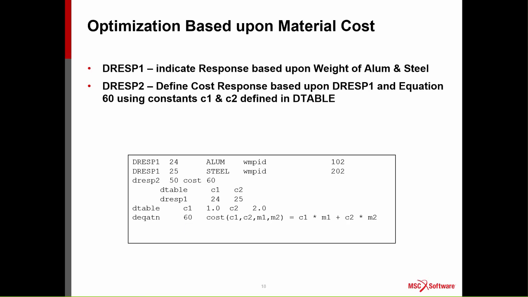And then we're going to give a couple of constants that are going to be used in the equation. We would effectively give the cost per unit mass of the aluminum and the cost per unit mass of the steel, and we would have defined our equation as the product of the cost and the calculated value from DRESP1 and DRESP2, and then we would have done the optimization based upon cost, which is certainly what engineering management wants to do.